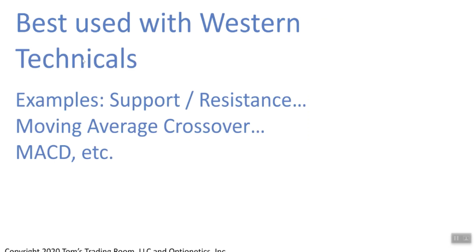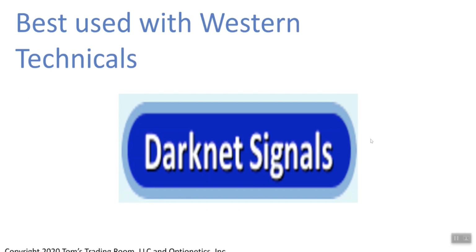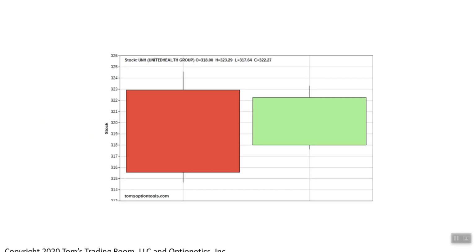So again, Japanese candlesticks are great, but best used with Western technicals such as support resistance, moving average crossovers, MACDs, etc. The Western technical, again, we're going to focus in is the Darknet signals. Let me ask you real quick though, what type of pattern is this? This is a 2-day Japanese candlestick pattern. It's a potential bullish reversal pattern.